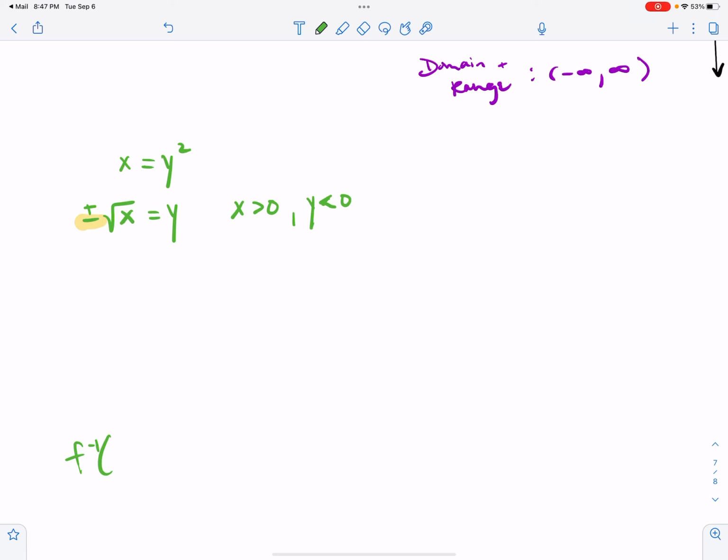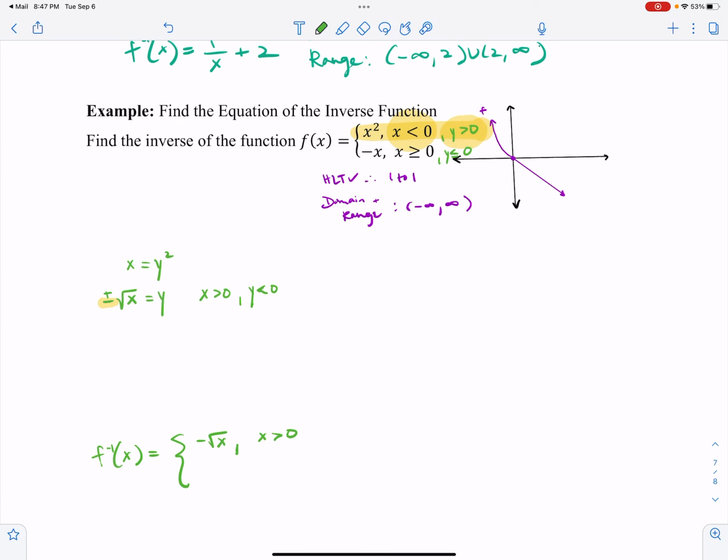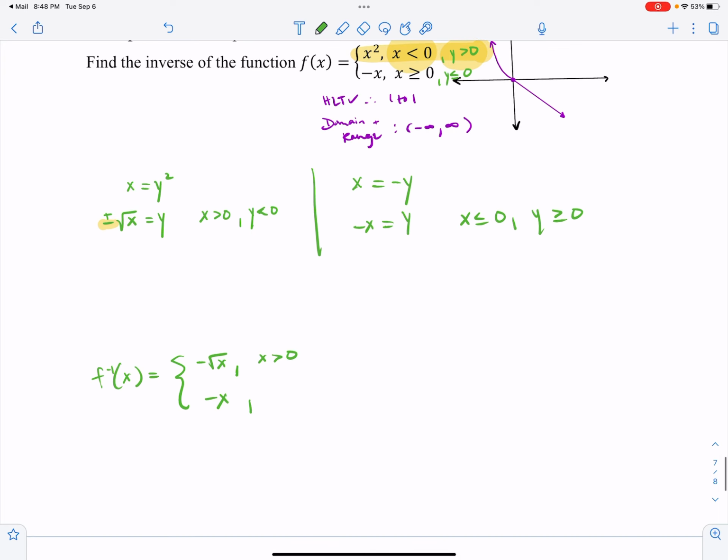I can start writing this out. Would be negative root x, comma, x greater than 0. And then switching x and y for the second piece, well, that's not very exciting, but domain and range switch, right? So this would be for x less than or equal to 0 and y greater than or equal to 0. So negative x, but for x less than or equal to 0.